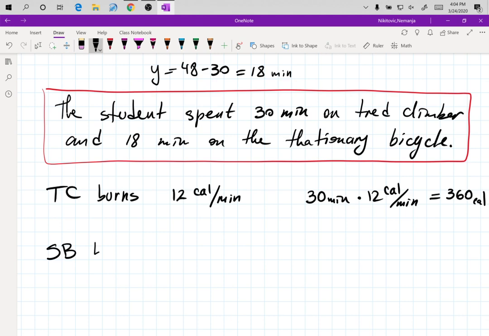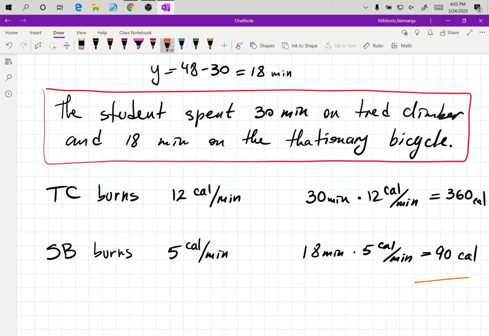Stationary bicycle burns 5 calories per minute. You were on the stationary bicycle 18 minutes times 5 calories per minute, and 5 times 18 would be 90 calories. Now, you can also use the check here. When you add them, you see that this is 450 calories burned in total, which is what the problem said at the beginning.